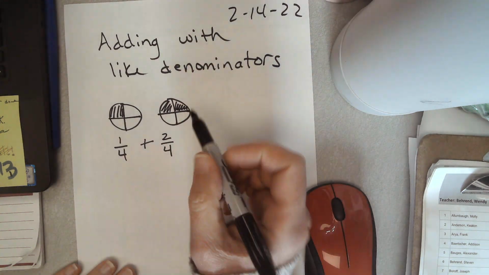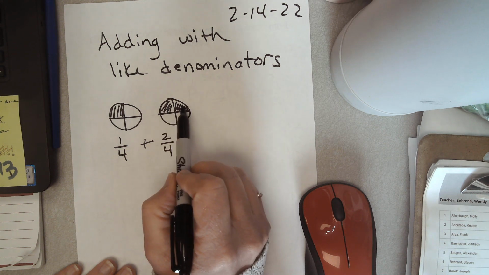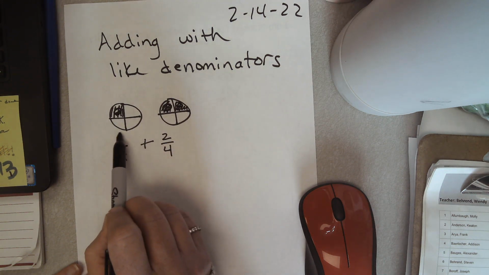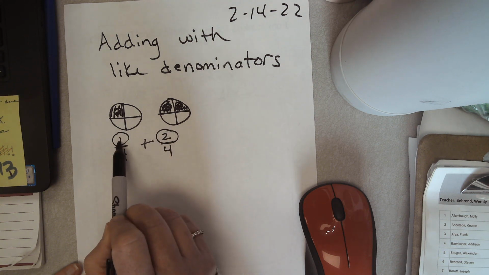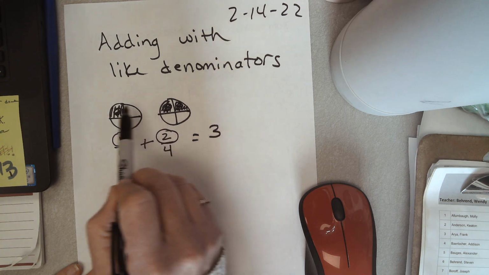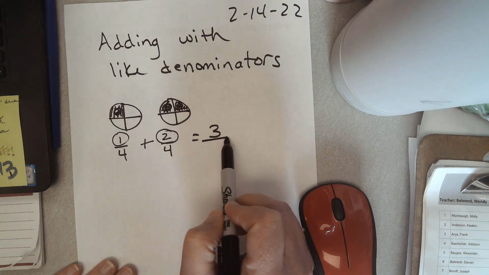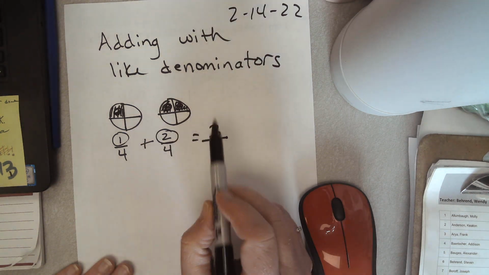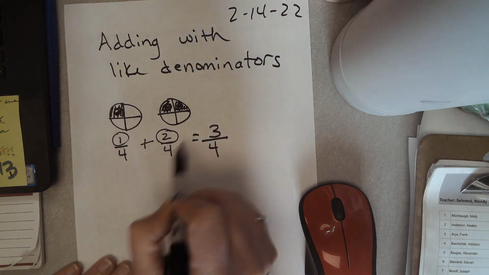Okay, so if I have chosen, there's 2 shaded parts here, and 1 here, and that represents the numerator. So I have 1 plus 2 is 3, and how many shaded parts are there all together? 3. How are my circles divided? Into fourths. So that's why I don't have eighths.